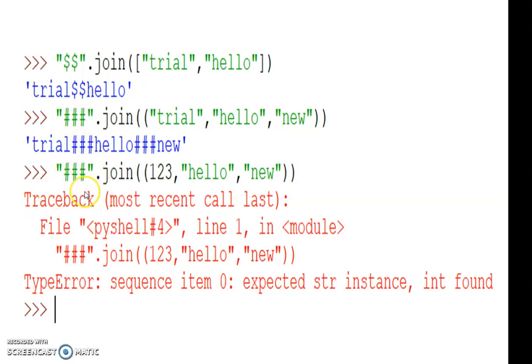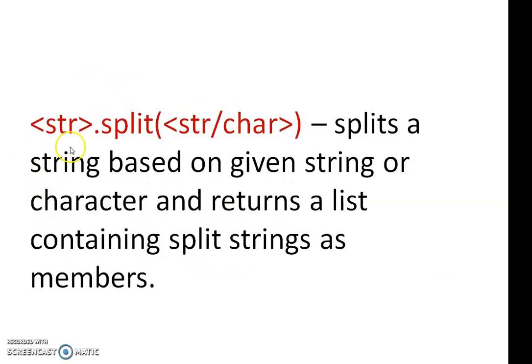See another example: here also we have one triple hash, then join 123, hello, new. In this example, the first one is a number, and the next two are strings. When you give items like this, Python will report an error: sequence item 0: expected str instance, int found. So don't give parameters like this. You have to give only a string-based list, a string-based tuple, or only single strings. Clear?